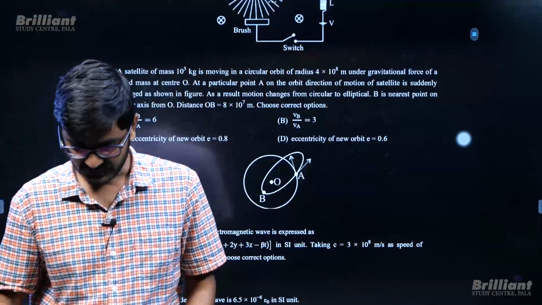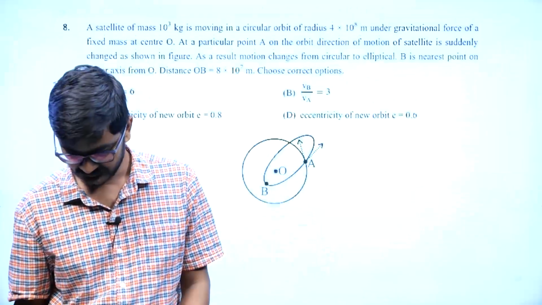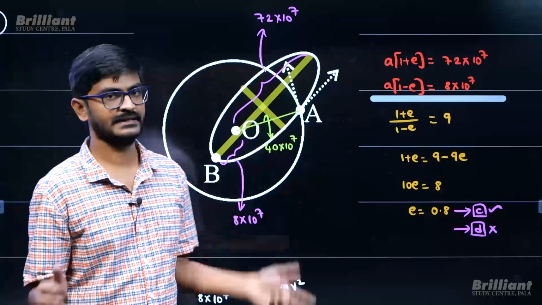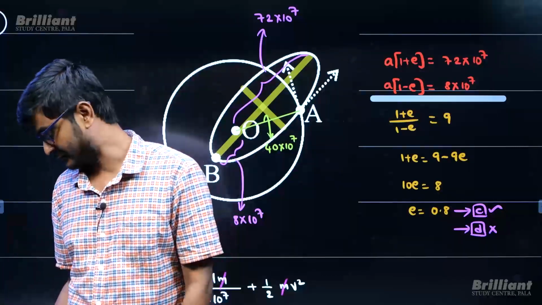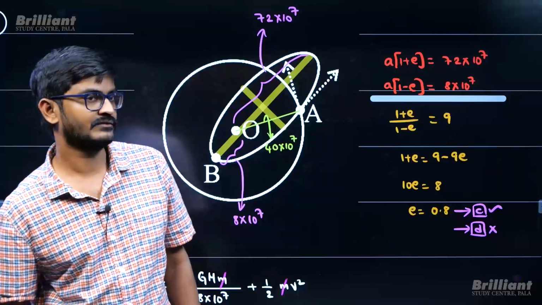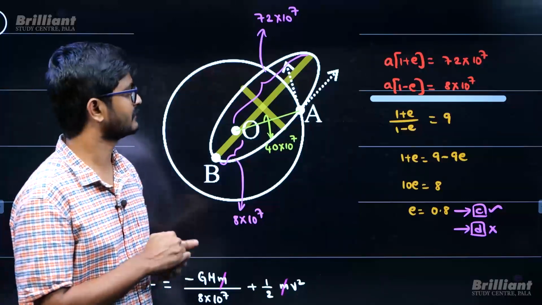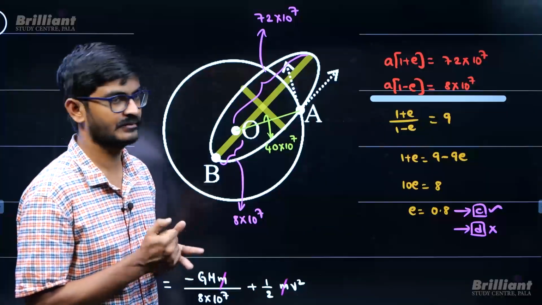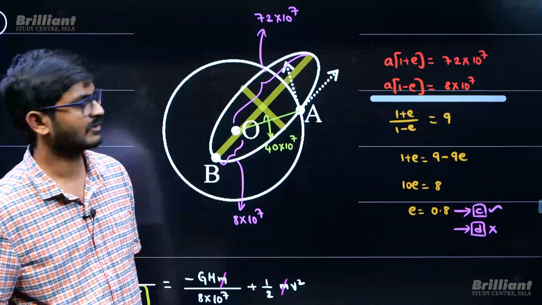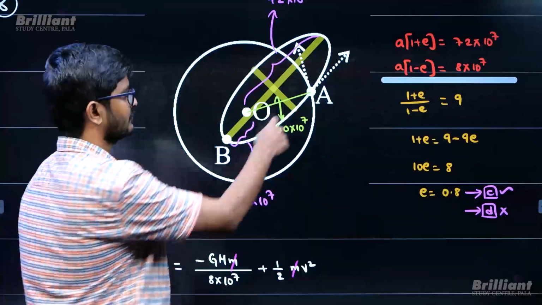Something is moving in circular motion, you are just changing the direction so that it will move in elliptical motion. So potential energy is same, kinetic energy is same, so total energy is going to remain same. If total energy remains same, then the major axis of the ellipse and the diameter of the circular orbit is going to remain same, or the semi-major axis of the ellipse and the radius of the circular orbit is going to remain same. Okay, fine. So it is going to perform an ellipse.